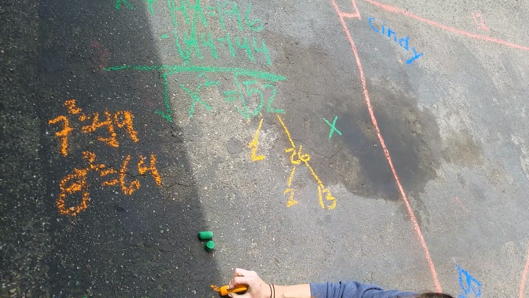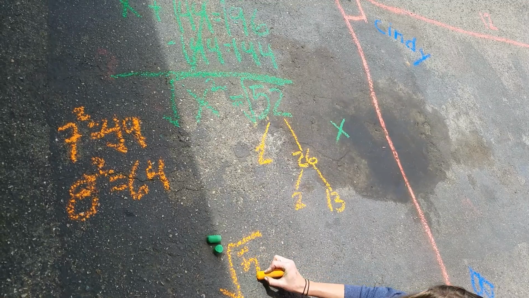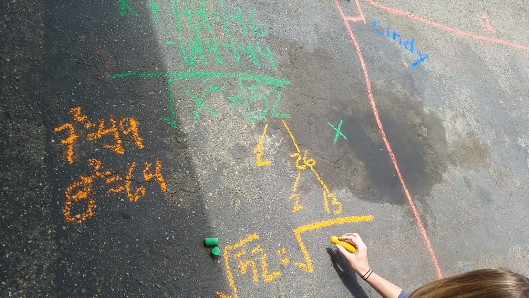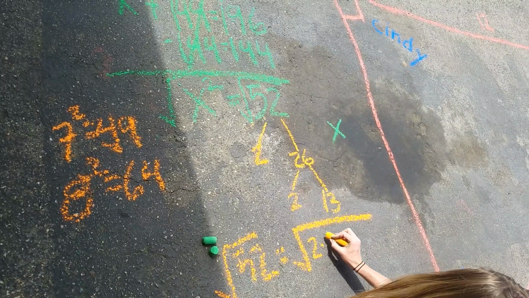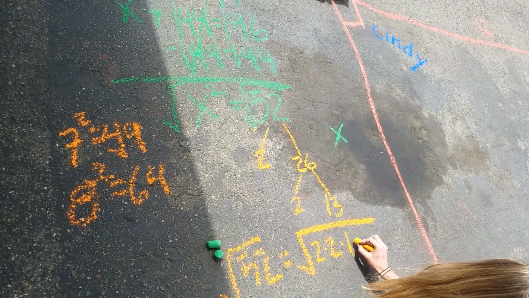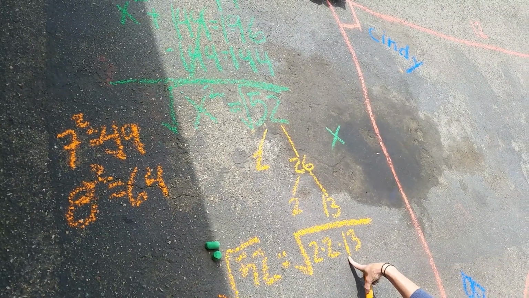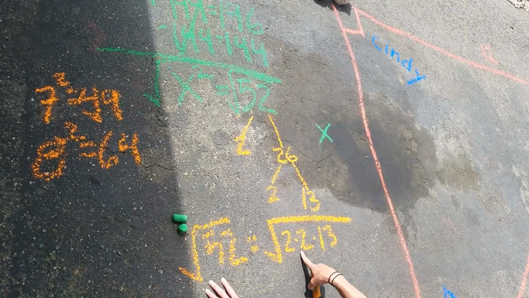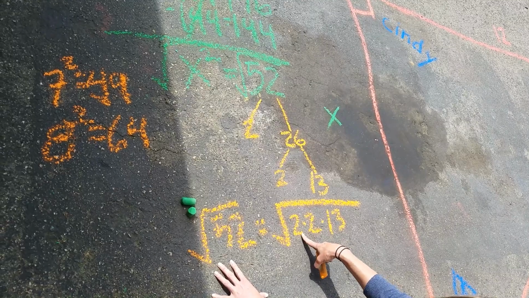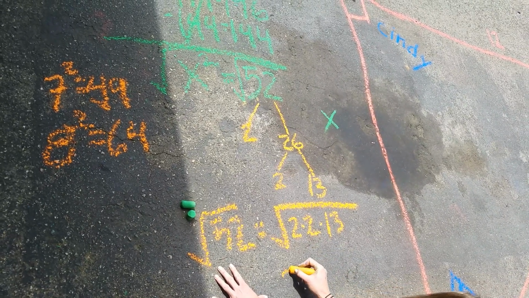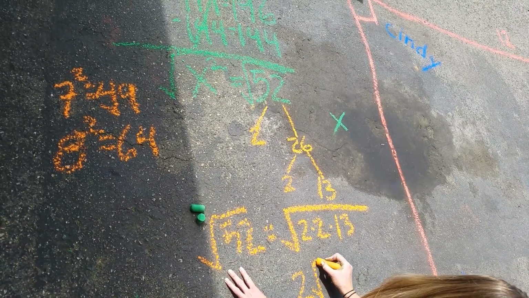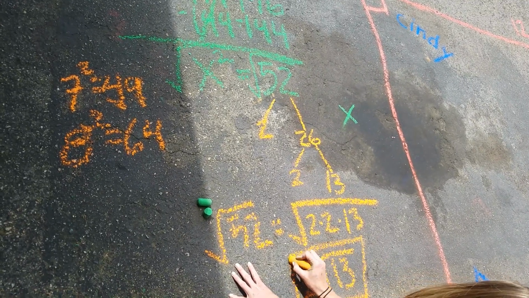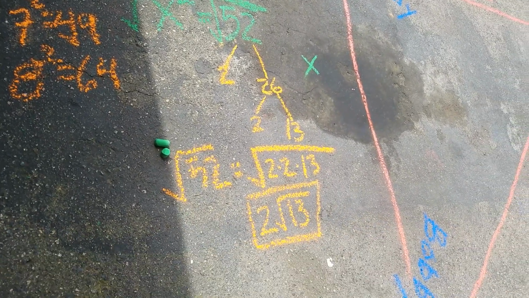So the square root of 52 could also be written as the square root of 2 times 2 times 13. That's the same thing. But in order to take something out of the square root, I have to have a pair of them. I have a pair of 2's, so I can take one 2 out and write 2 root 13. There you have it. So good job, guys.